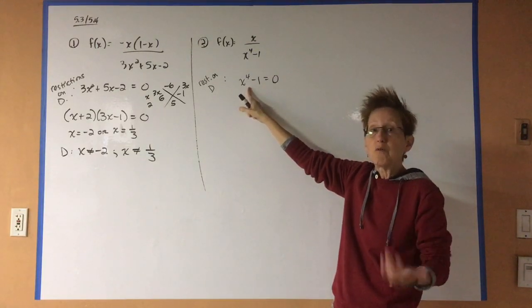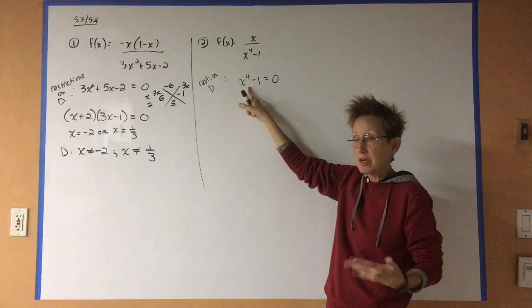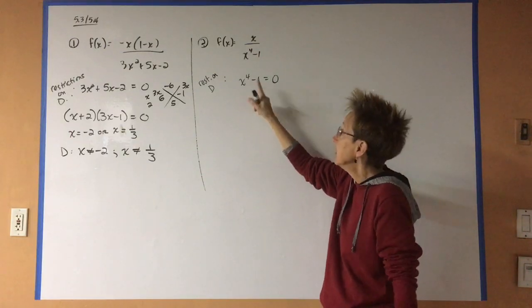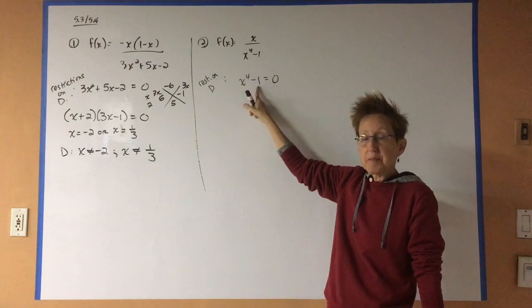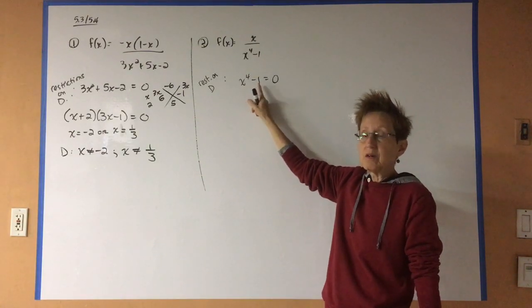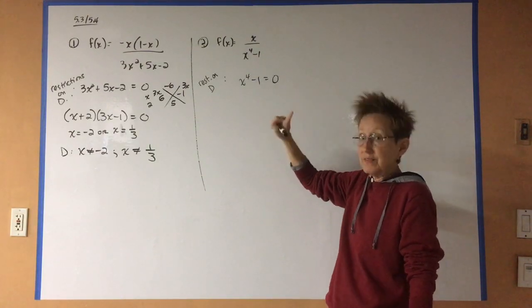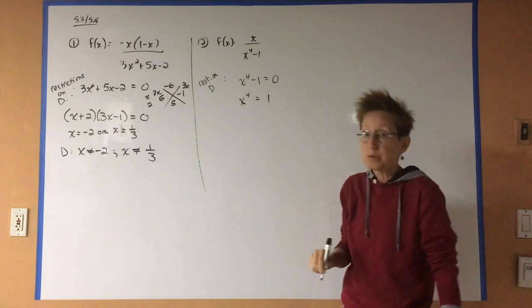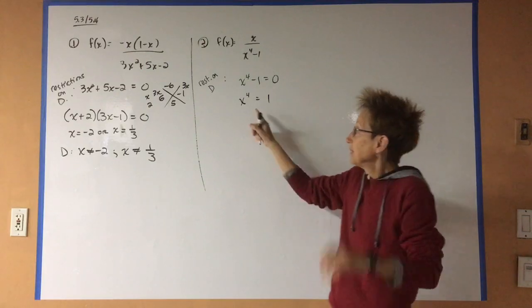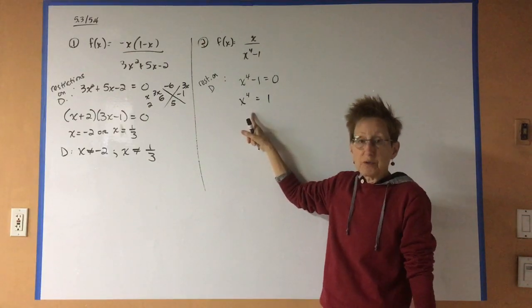You need to look at all 4 answers and then decide which ones are true restrictions on x. You could factor this. This is the difference of squares. But I know a lot of you who look at this and go, oh, I was going to throw the 1 over there. And that's fine, so I'm going to do it that way. X to the 4th equals 1. But then where you make your mistake is you take a 4th root.